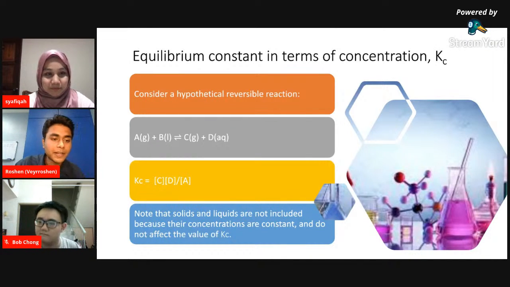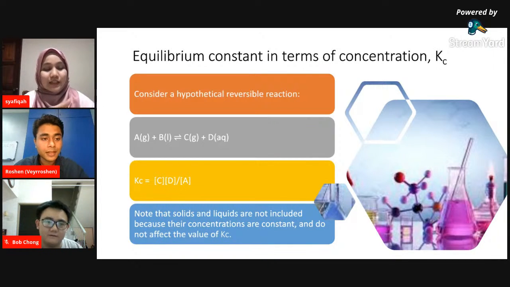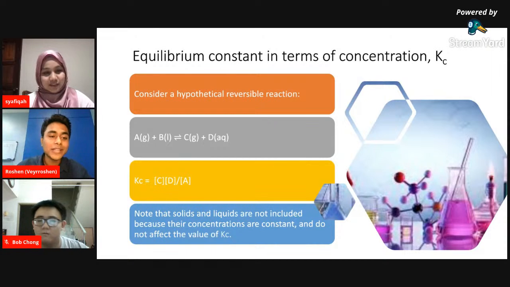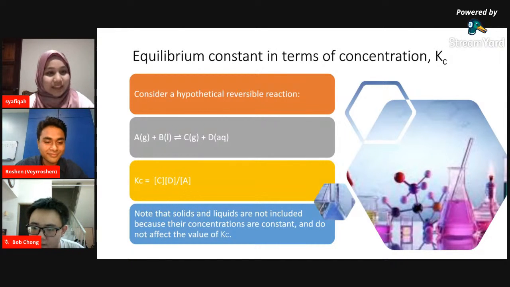On this slide there is A (gas) plus B (liquid), and then you get C and D. Why is KC equal to C times D over A? Because B is a liquid, so we can just remove B. That's why it is C times D over A. So because B is a liquid, it doesn't affect the concentration, so we don't include it. Correct, and KC's formula is product over reactant.